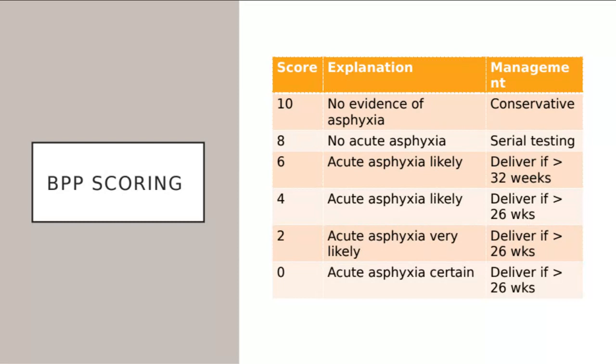If we only have 4, same thing. We got to get that baby out, but now we don't wait as long. So if the baby is greater than 26 weeks, same thing if we get a score of 2. If that baby is greater than 26 weeks, we got to get them out, because this baby is really struggling. They're not moving, they're not breathing, they're not swallowing, they're not representing any of these parameters that we need to be seeing.